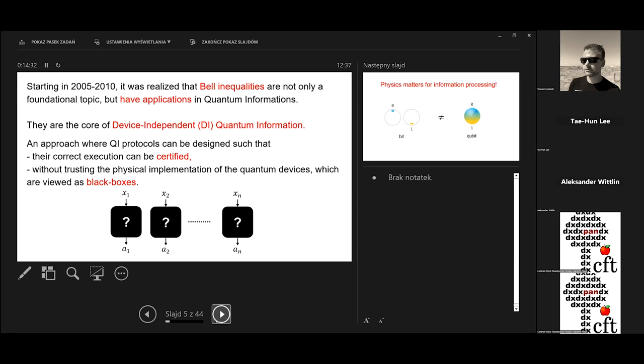Since about 10 or 15 years ago, it was realized that Bell inequalities are not only a foundational topic, but they also have applications in quantum information. And the reason is that they are at the core of device-independent quantum information. So what is that? This is an approach where quantum information protocols can be designed in such a way that it's possible to verify, to certify, that they are correctly implemented.